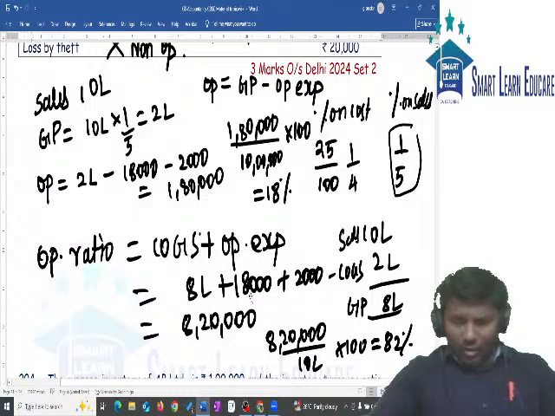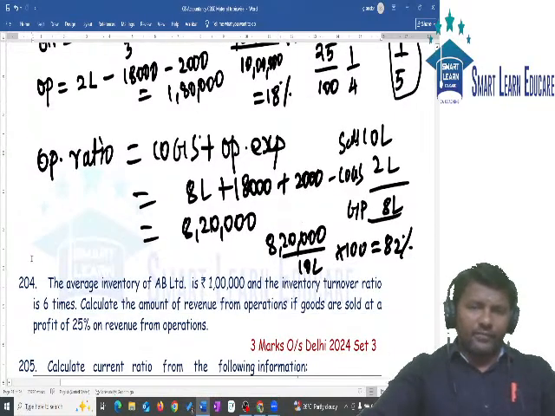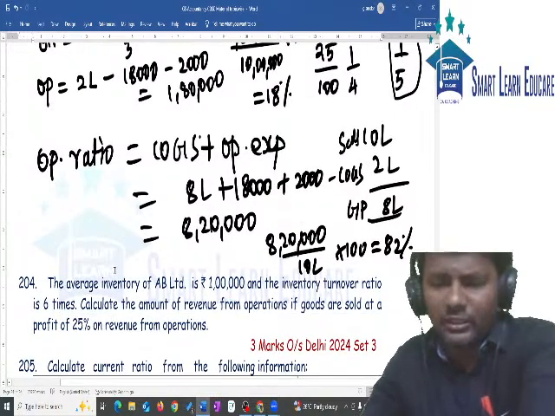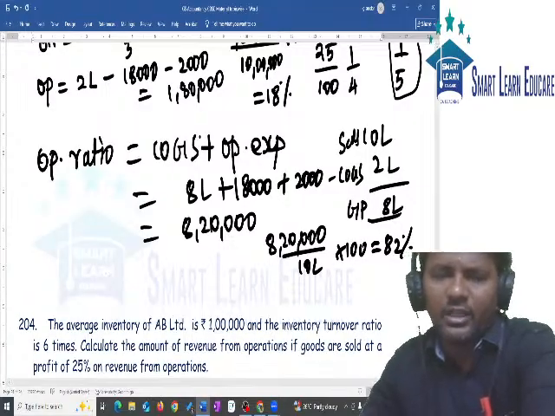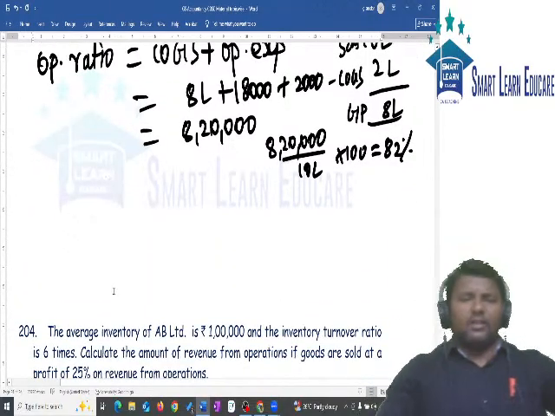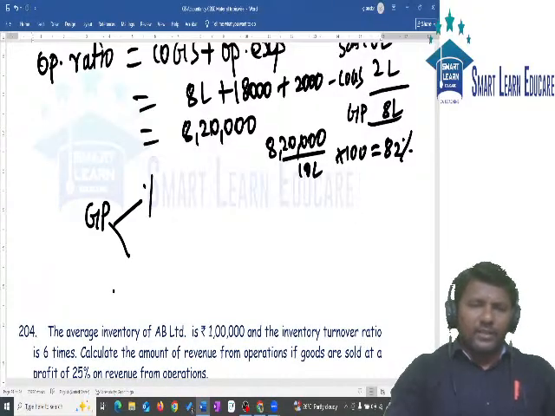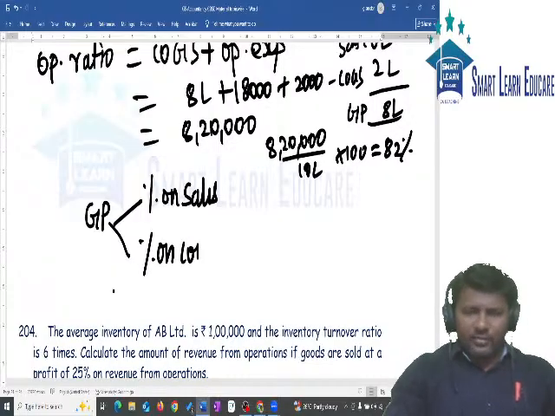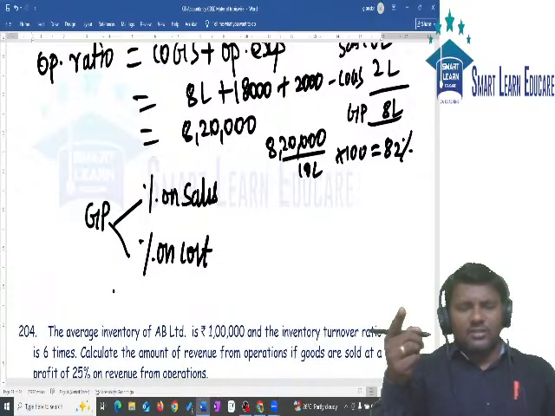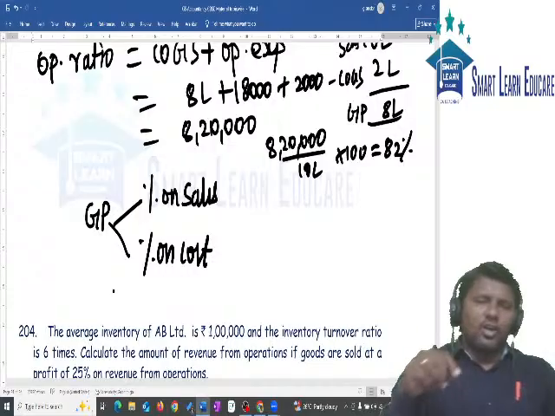Sir, can you explain how we get gross profit calculation? Listen friends, one important thing in this entire topic of ratio analysis: gross profit can be expressed in two ways. One as a percentage on sales, another one as a percentage on cost.